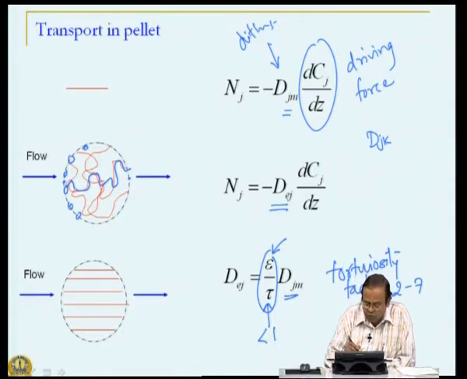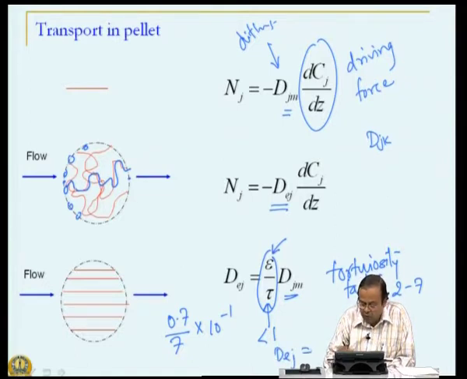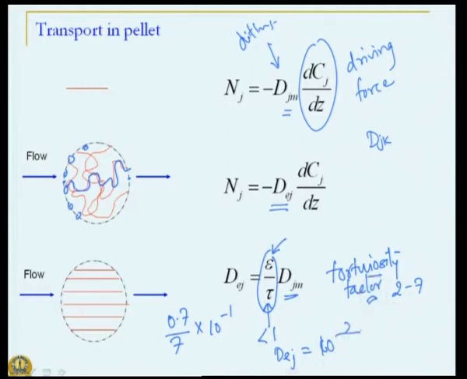So, for example, to give you just an idea, suppose 10 raised to minus 1 was D_Jm, epsilon was 0.7 and tortuosity factor was 7, then the actual effective coefficient D_J would be 10 raised to minus 2, whereas the bulk diffusion coefficient is 10 raised to minus 1, almost an order of magnitude lower. This is just a sample example.